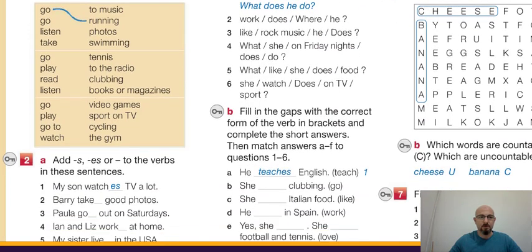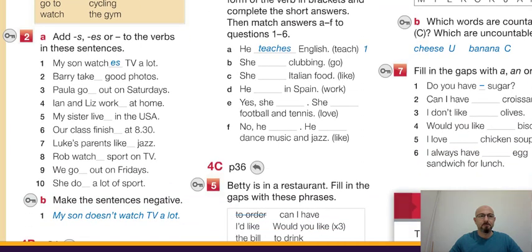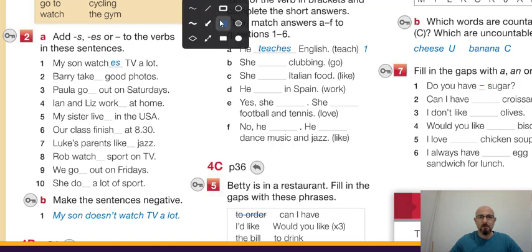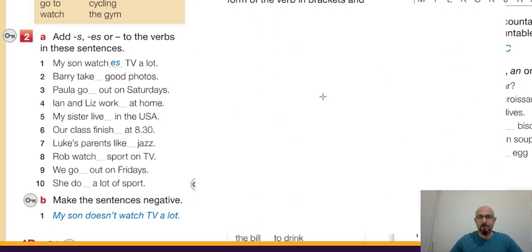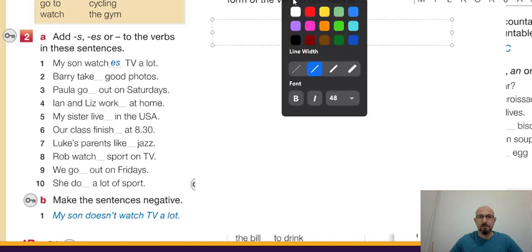Then let's move to question number 2. In question number 2, add S, ES or nothing to the verbs in these sentences. My son watches TV a lot. Okay. Let's just quickly review how we add these letters. For example, let's see here. We know that when we have, let me just write it here.